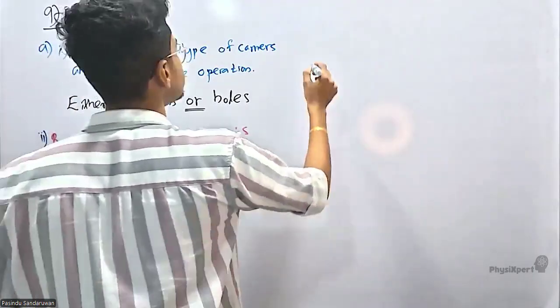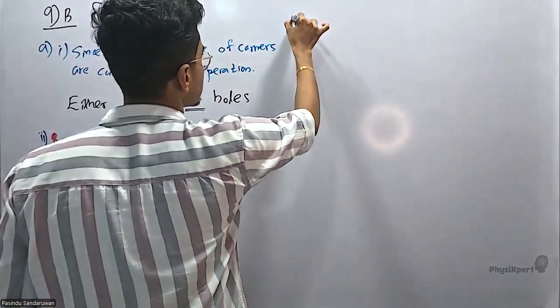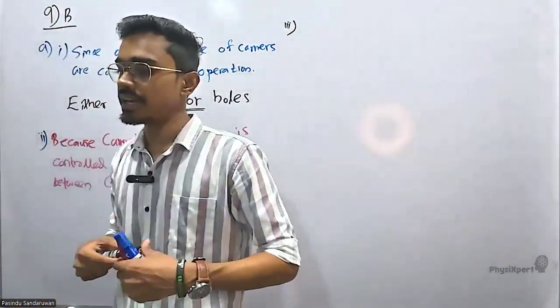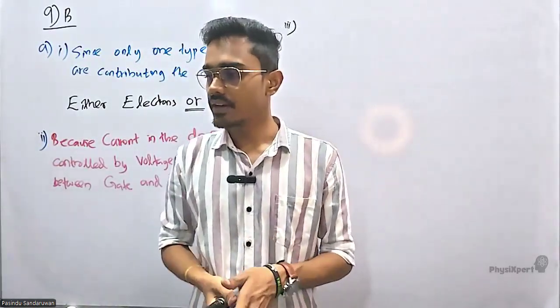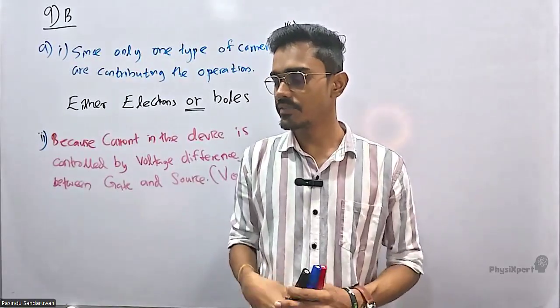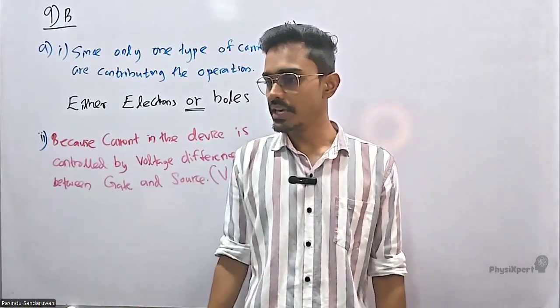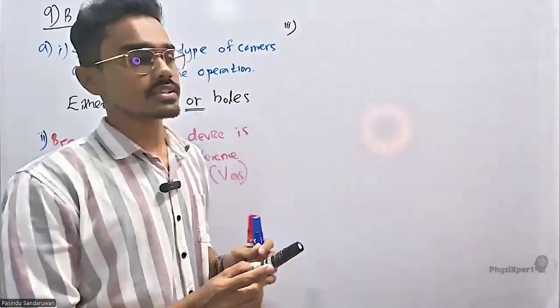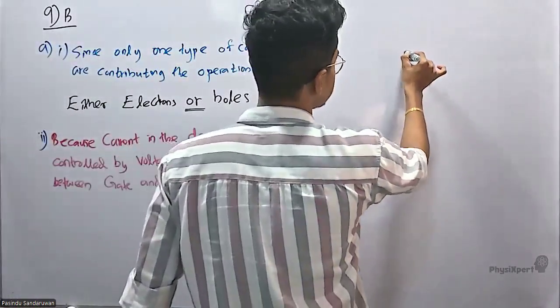Next, part 3. Calculate the drain current ID and the gate source voltage VGS for the circuit shown in figure 1, assuming VD equals 5. Okay. Let me copy it down first. Our circuit is given.